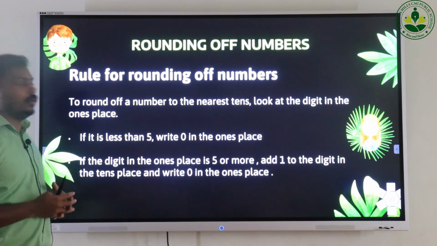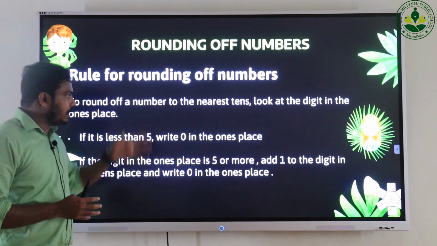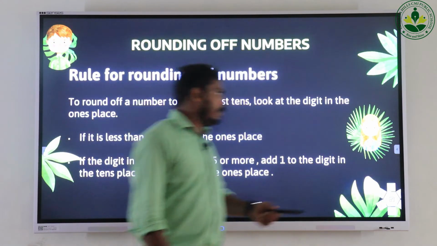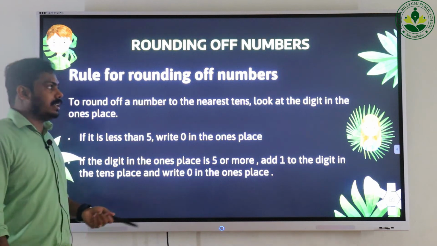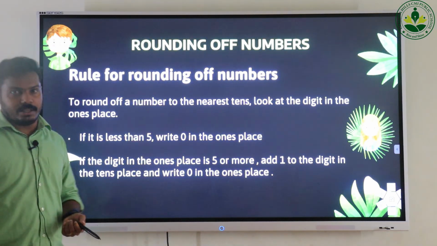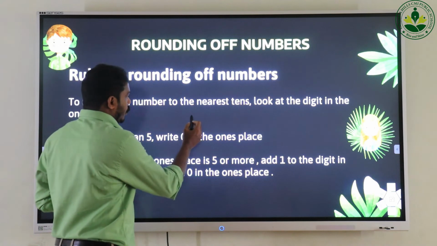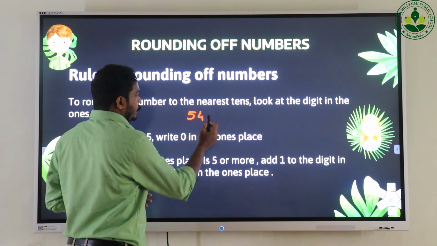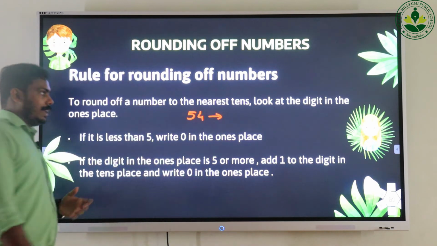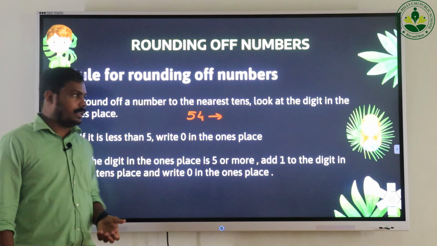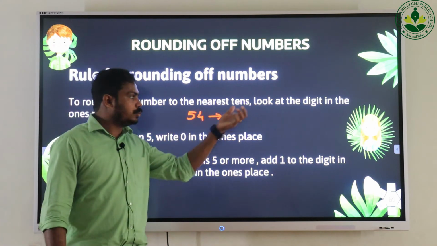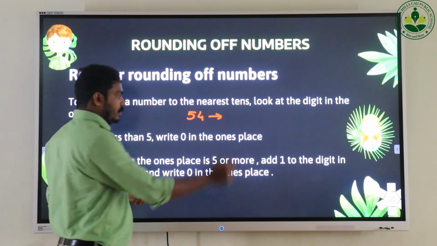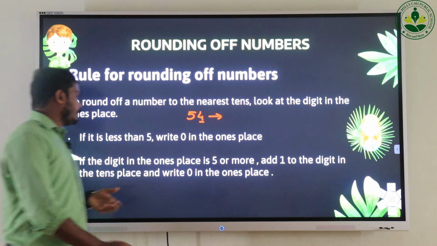Rule for rounding of numbers. To round off a number to the nearest tens, look at the digit in the ones place. For example, we need to round off 54 to its nearest 10. First, look at the digit in the ones place. Here the ones place digit is 4.